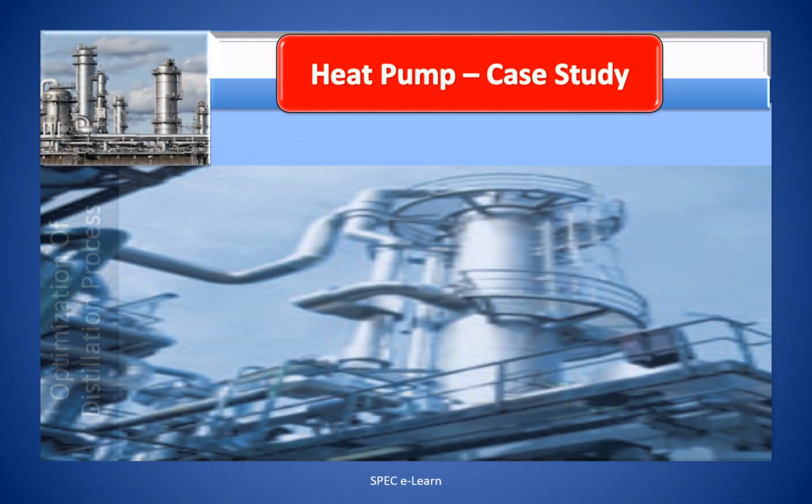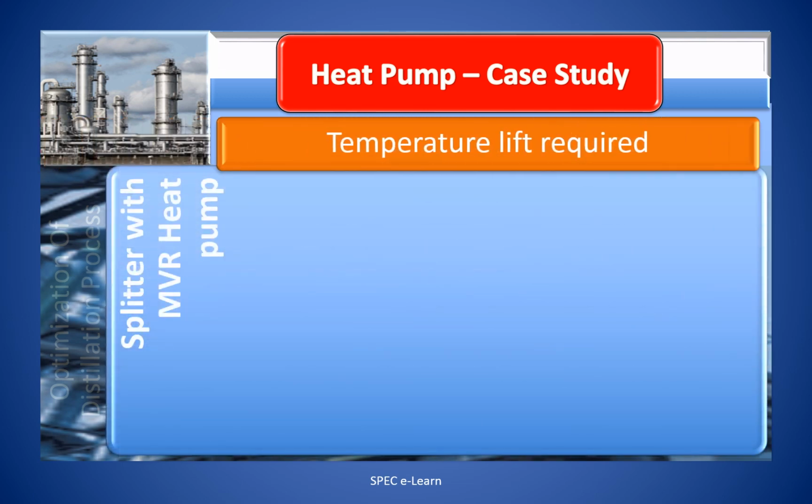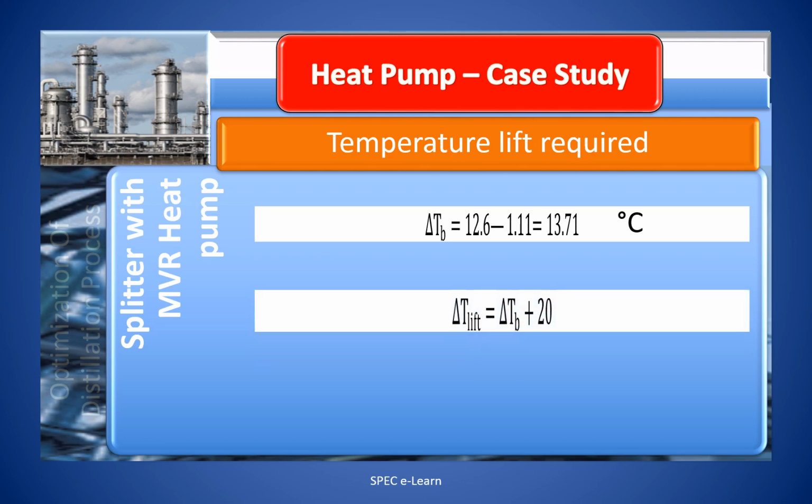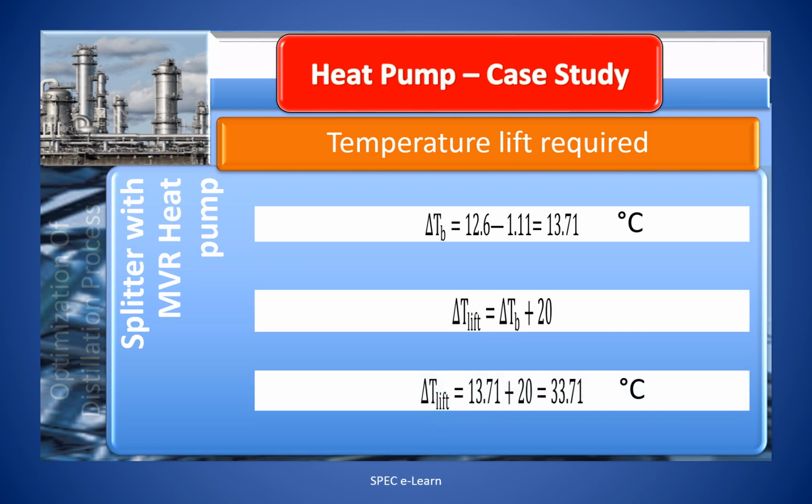The first step is to determine delta TB and delta T lift. Delta TB is obtained from the boiling point difference between the light key and heavy key, which in this case study is 13.71 degrees centigrade. We can now determine the delta T lift, which will be 20 degrees centigrade higher than delta TB. So delta T lift works out to 33.71 degrees centigrade as shown here.